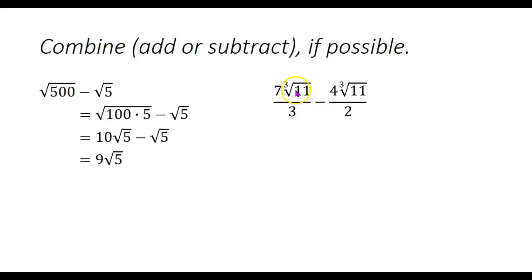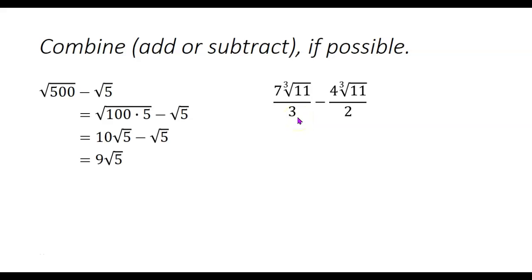Okay, what about this? 7 times the cube root of 11 over 3 minus 4 times the cube root of 11 over 2. Are the radical parts the same? Are these like radicals? Yes. These both have a radical part that is the cube root of 11. So they can be combined, but they are in fractional form and the denominators are not the same. Remember, to add or subtract fractions, we need a common denominator. So to get a common denominator, the lowest common denominator would be 6.